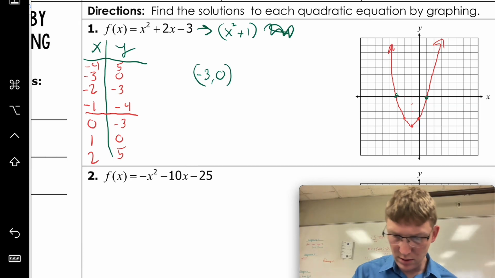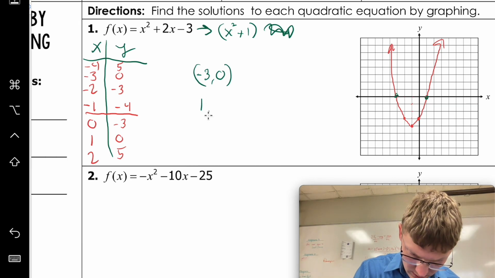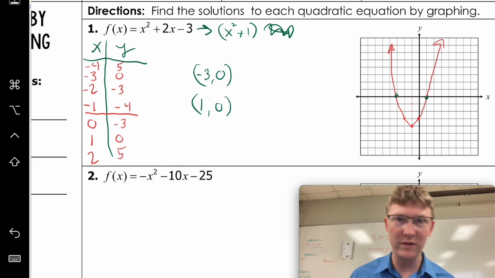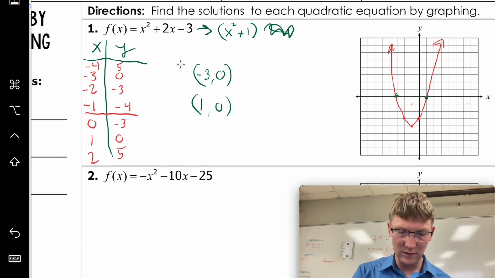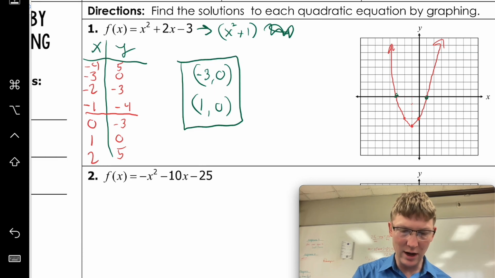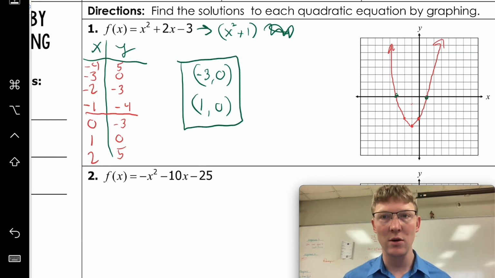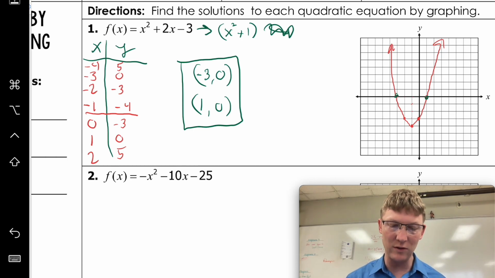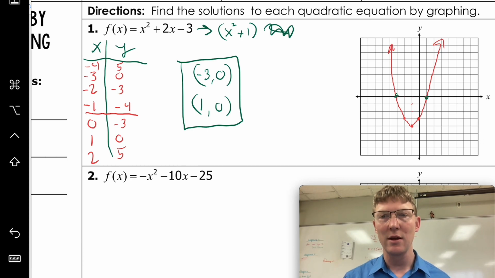Negative 3, 0, and 1, 0. So this is our answer, or that is the solution, which means that the graph crosses the x-axis at those points, or the solution of the equation is negative 3 and 1, or the x-intercepts, the zeros, all those things kind of mean the same thing.